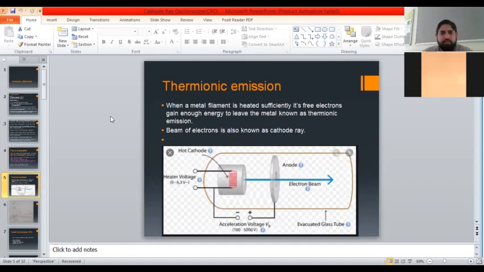Thermionic emission, as the name explains, is thermal and ionic. So when thermal energy is provided to an electrode or a metal plate, then valence electrons in that metal plate, specifically free electrons, gain thermal energy and have enough kinetic energy to escape the valence shell.